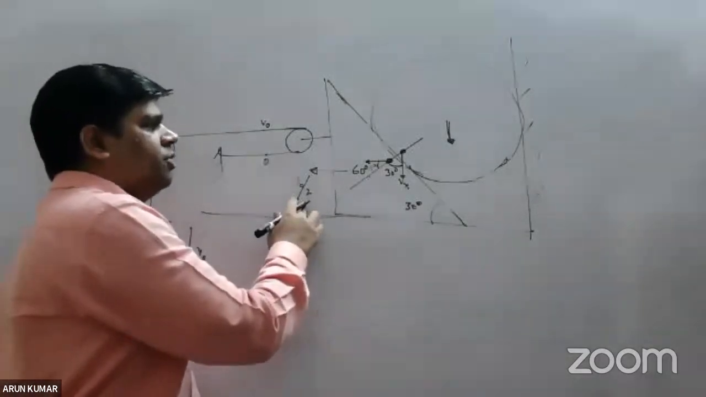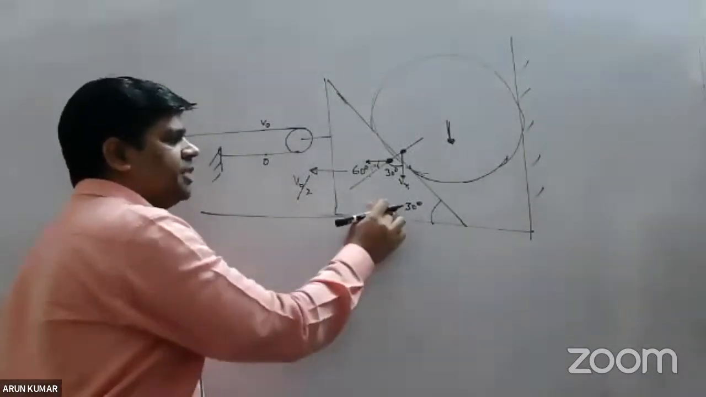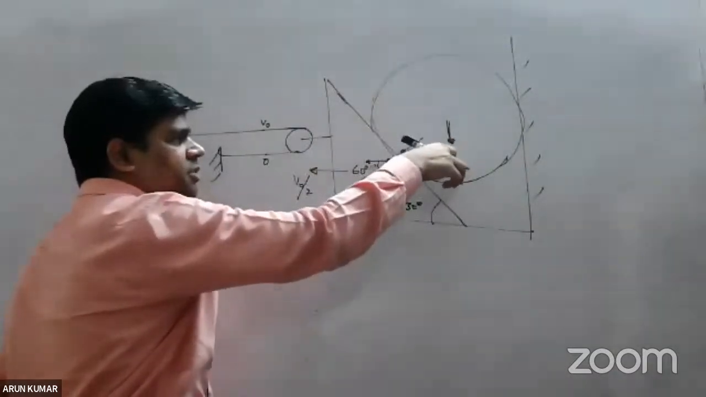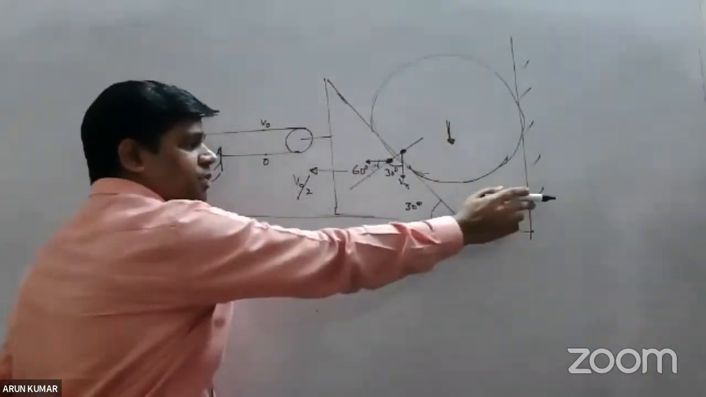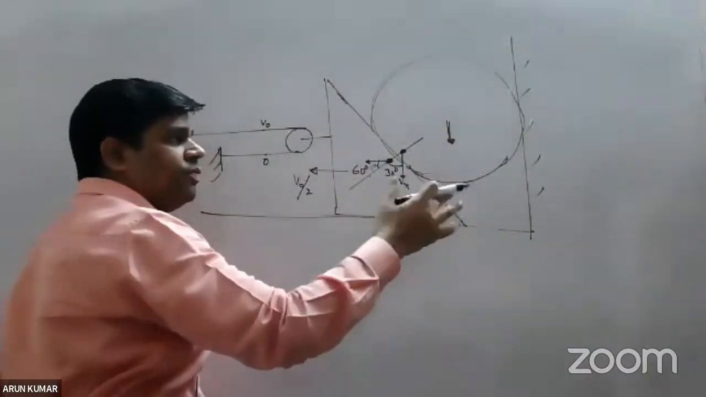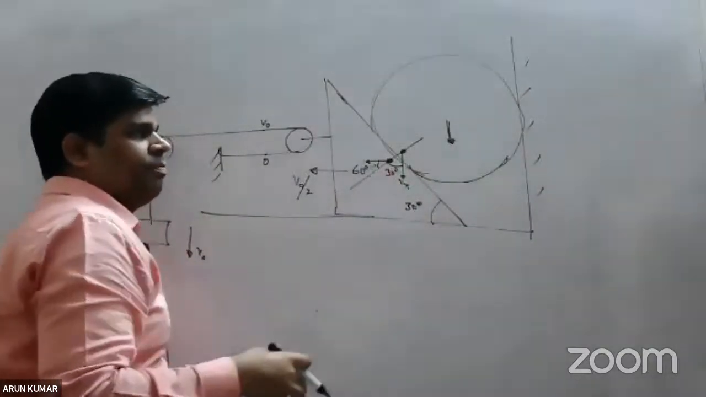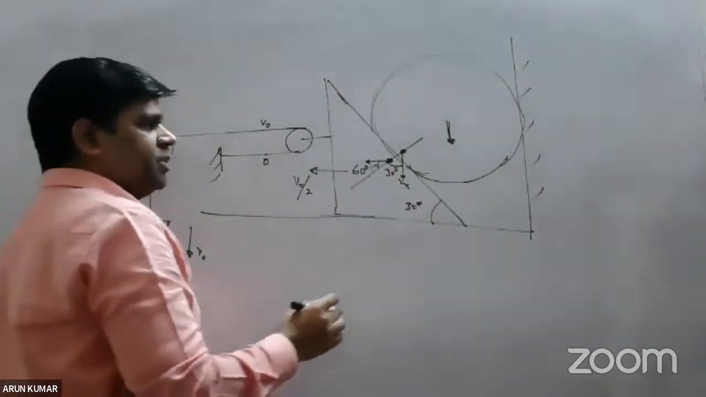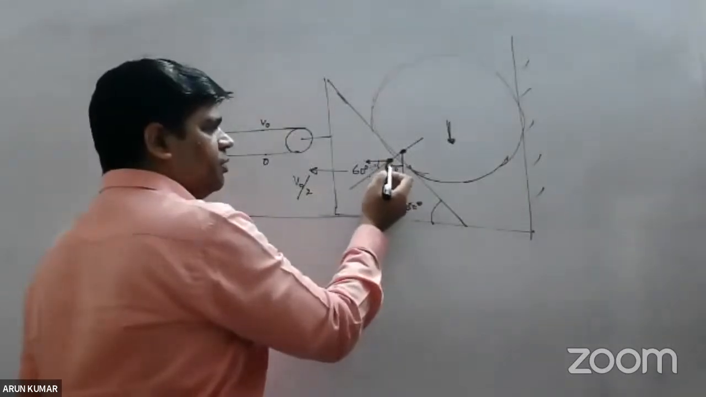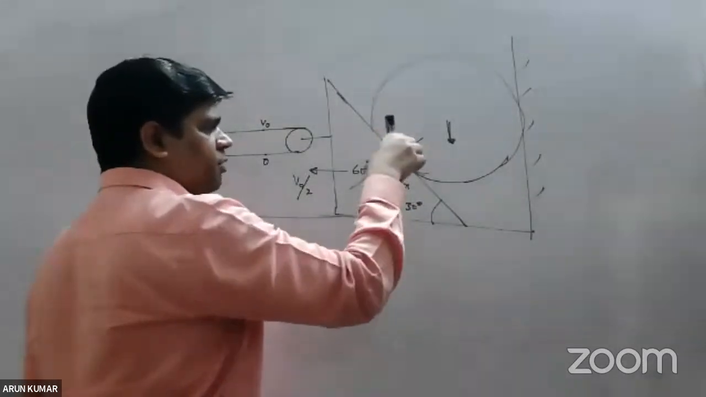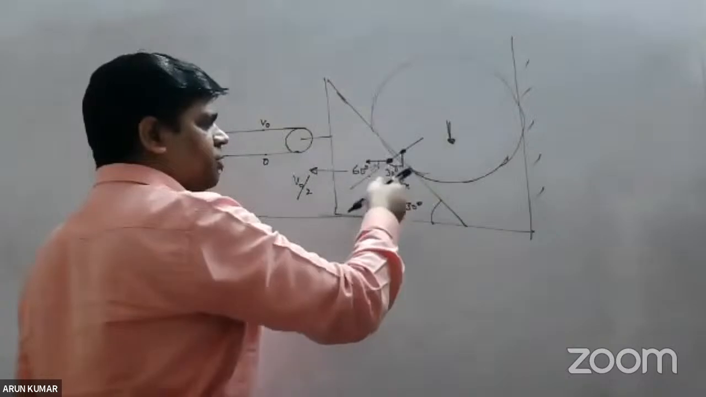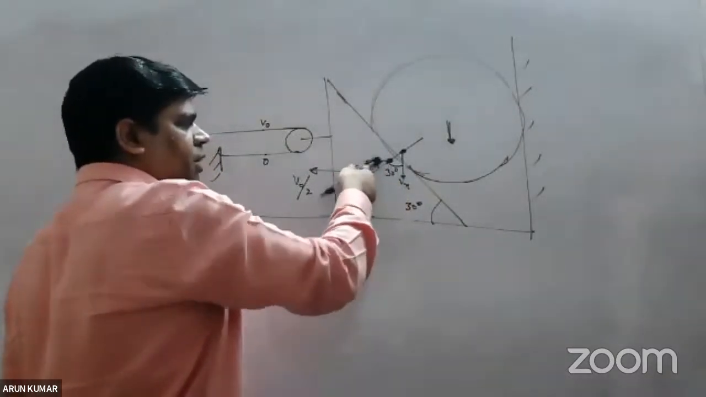If this is v naught by 2 and this is 30 degrees, it's coming vertically downwards. Why is it coming vertically downwards? Because this vertical wall is not allowing it to move horizontally. So I'll take 2 points at the point of contact, point 1, point 2. Velocity of point 1 component along the normal should be equal to component of velocity of point 2 along the same normal.